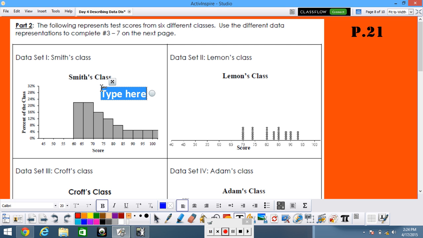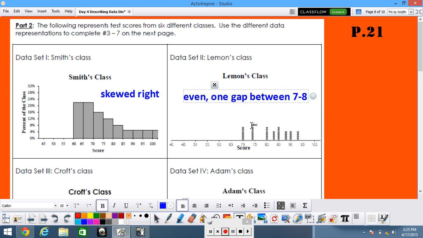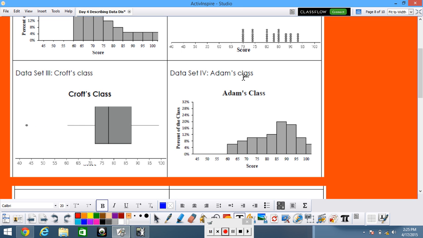All right, Smith's class kind of looks like it's skewed right. Lemon's class looks like it's pretty even. Not much going on there. All the bars look pretty much the same, the dot plot. But we do have a gap, or one gap really, just that one right there between, looks like, 73 and 80. Data set number 3, Croft's class, I noticed that it's pretty normal and even, except you've got one outlier.